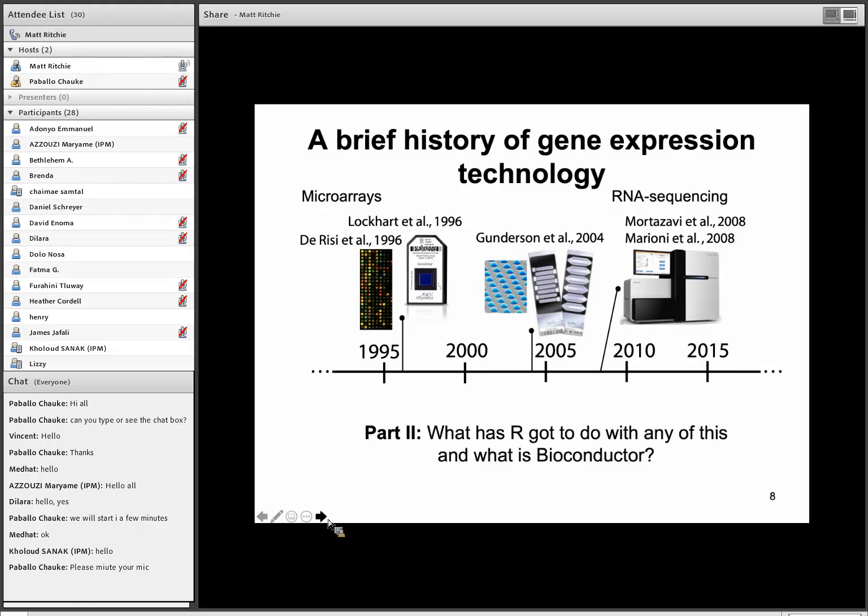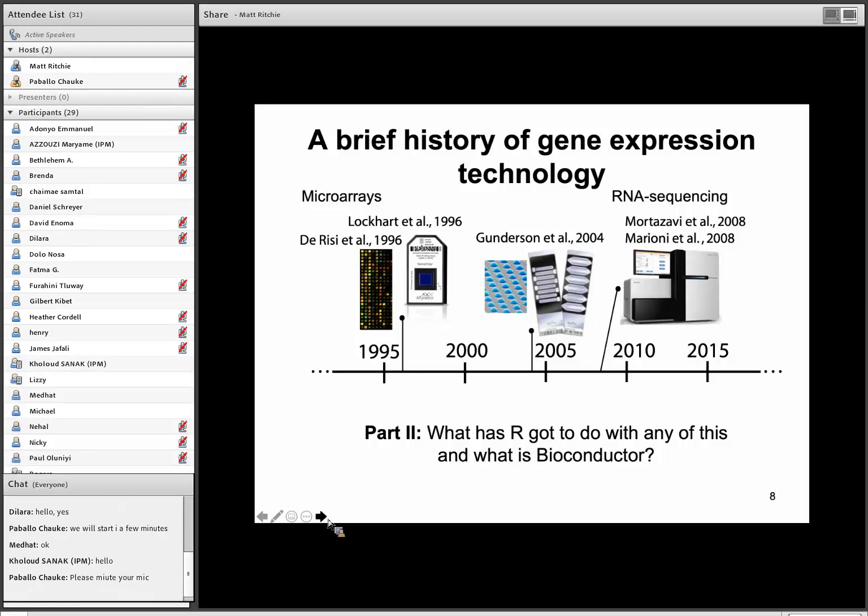So you might be wondering, well, what on earth has R got to do with any of this, and what is Bioconductor? Well, all of these technologies share some features. You have to measure gene expression. So for the microarrays, it's by fluorescence. So you end up with a large matrix of expression values, and you have to process those values carefully to be able to get some insights into which genes are changing over your experiment.